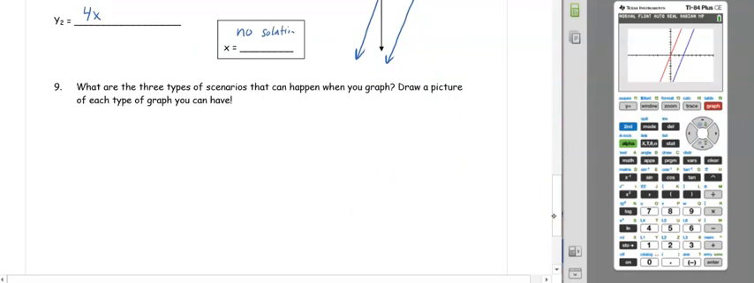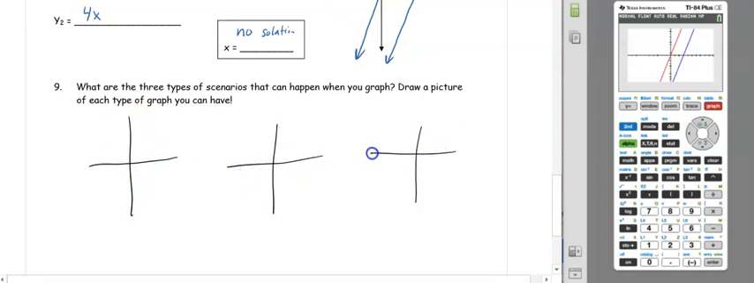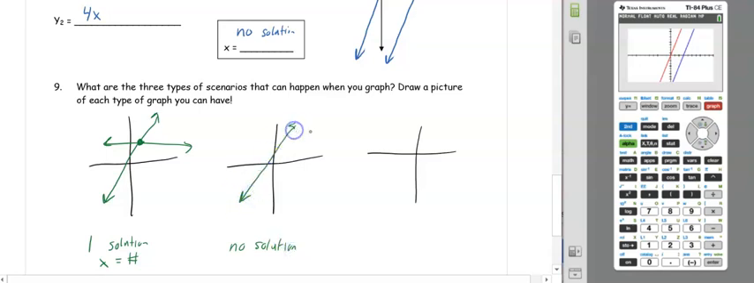So, as we saw today, there are 3 things that can happen when we graph. So the first thing that can happen is one solution, and that is when our lines intersect, and we identify that intersection point, and we get x equals a number. Our second one is no solution. This happens when we have 2 parallel lines. And our last one is infinitely many solutions, and this happens when we only have 1 line on our graph.